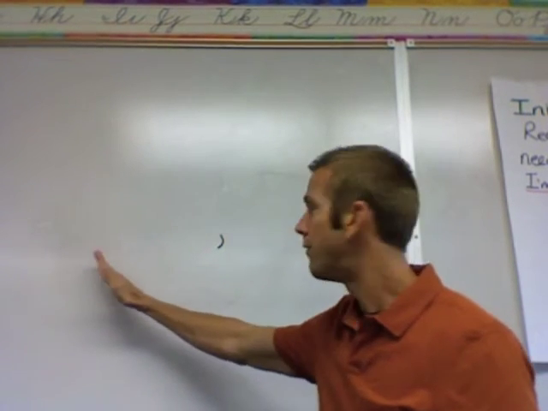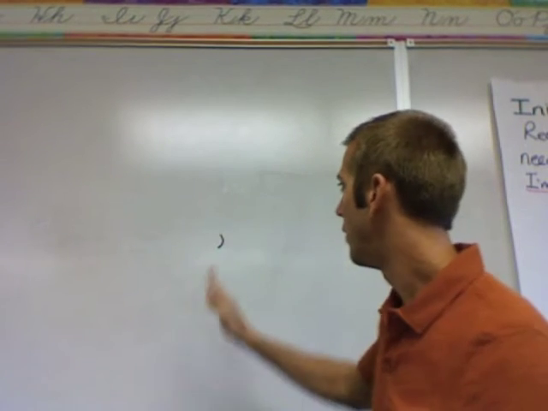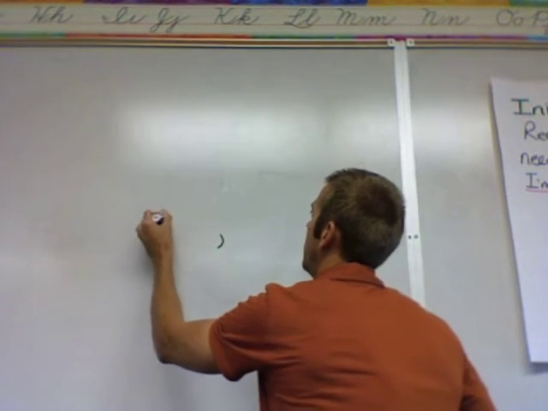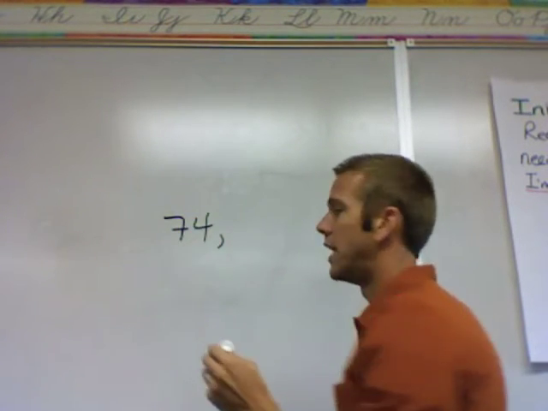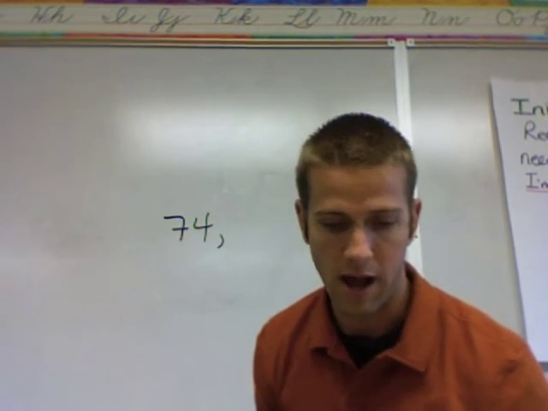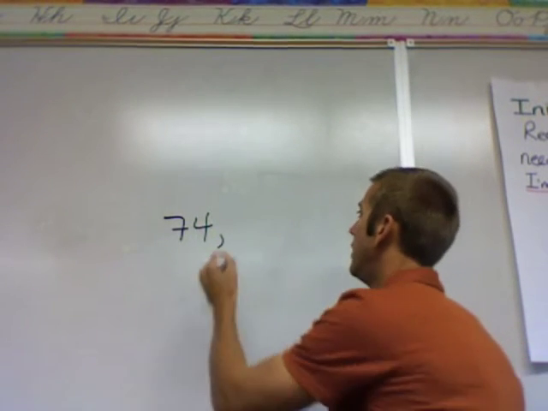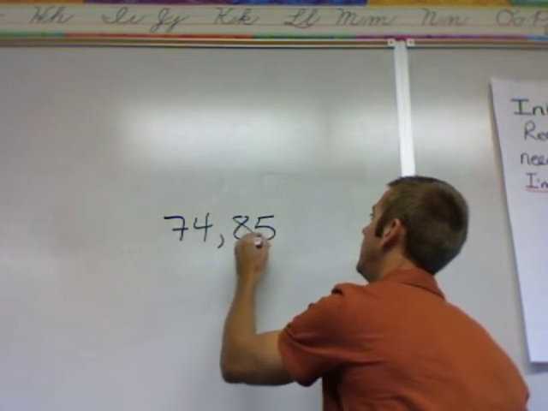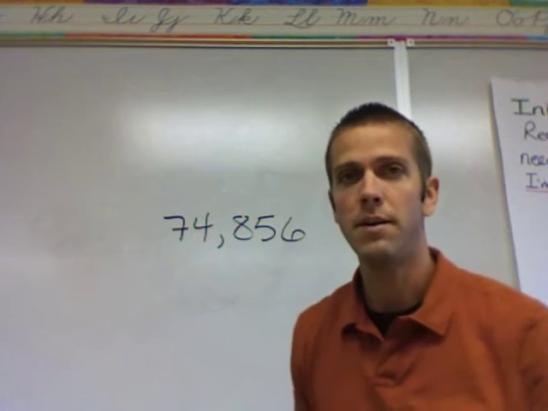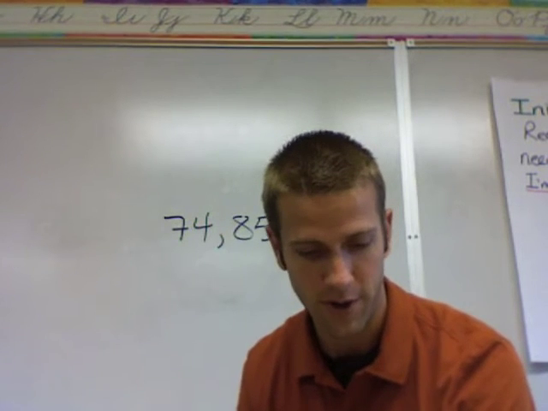Well, on this side, the first part of the number, it says 74,000. We know we have a comma here, and we know the number is 74. 74,000. And then what comes after the comma? After the comma, it says 856. So you just have to write 856. Okay? That's number 6 on your homework, or number 3 on your homework.